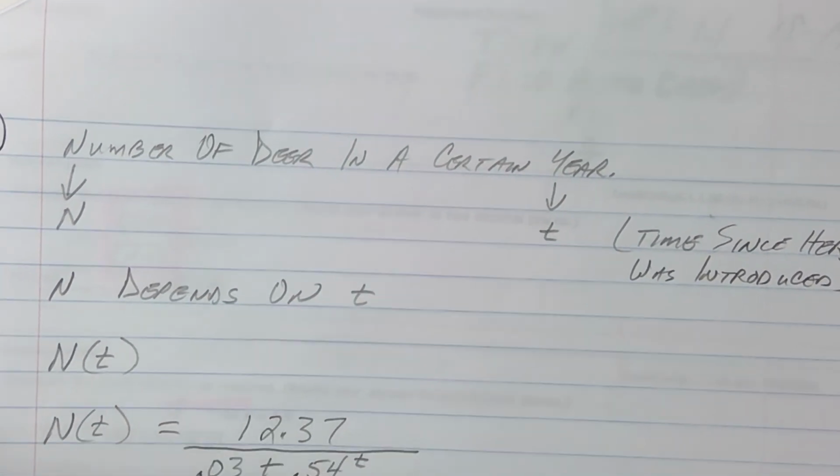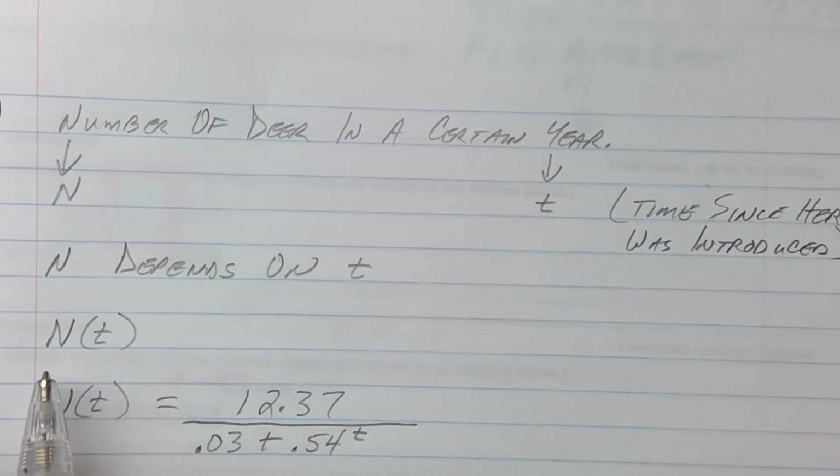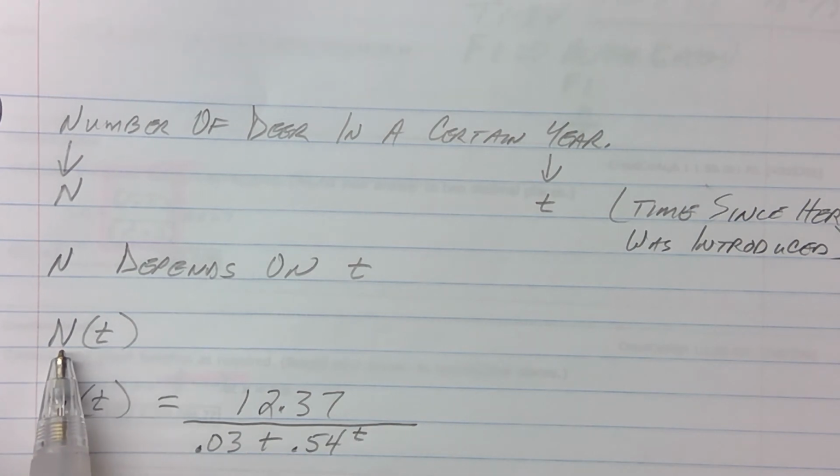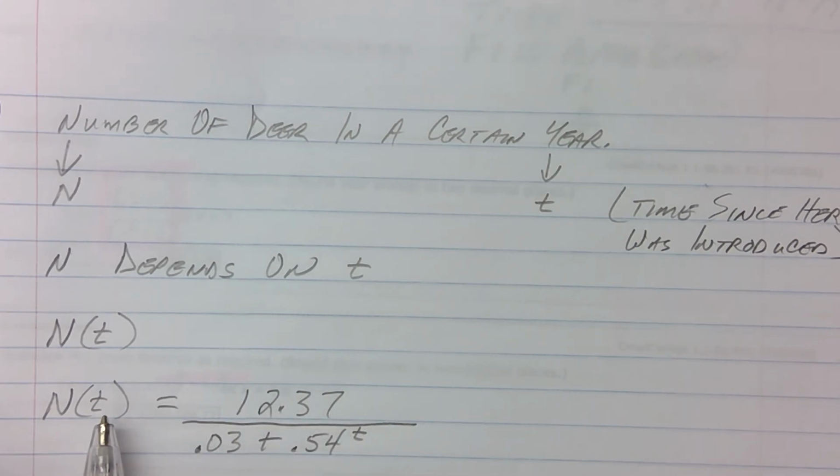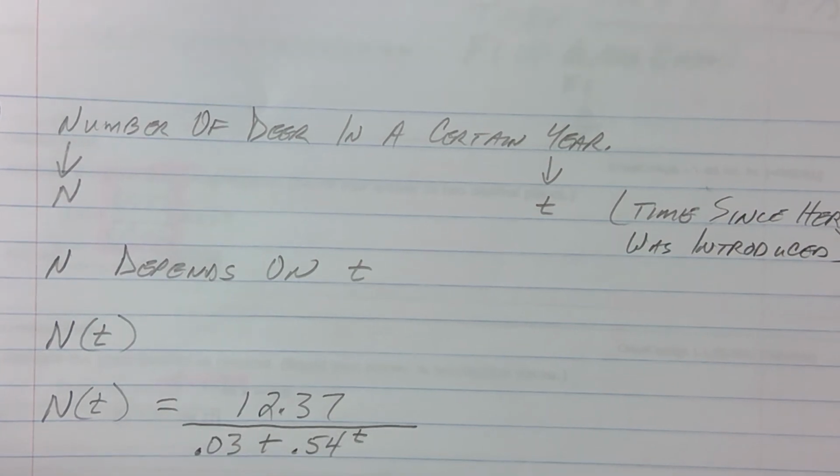And usually they'll tell you when the beginning was. So here's your function, n of t. The number of deer depends on how many years have gone by, and it's expressed by this formula here. So now once they tell us how many years have gone by, we can put that number in for t right there as an exponent, and we can calculate how many deer we have.